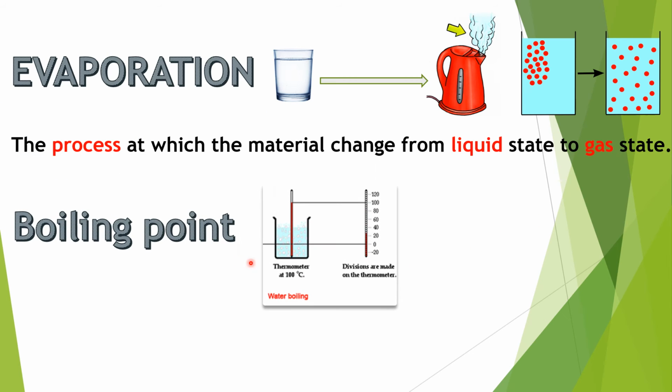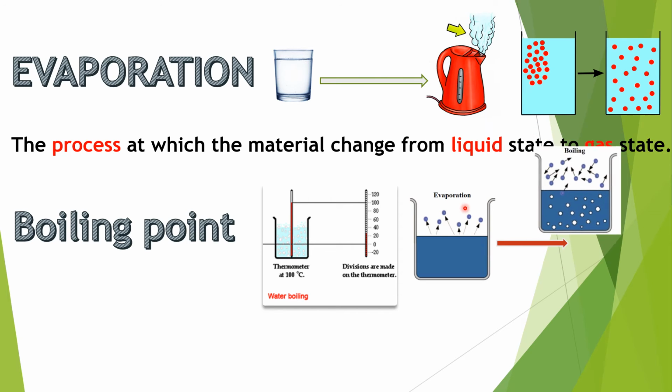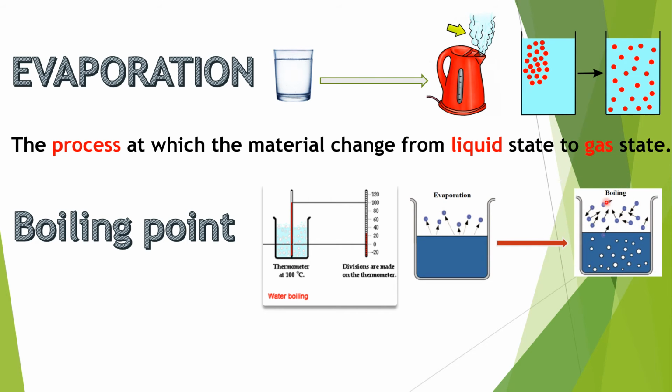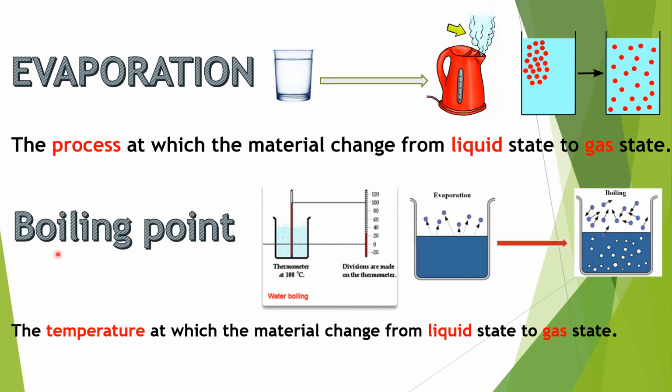Boiling point. Here, the thermometer at 100 degrees centigrade, this is the boiling point, and this is the melting point or freezing point. Here, evaporation: when heating water, the water particles will evaporate and reach boiling. Boiling point is the temperature at which the material changes from the liquid state to the gas state. So, the process is evaporation and the temperature is boiling point.